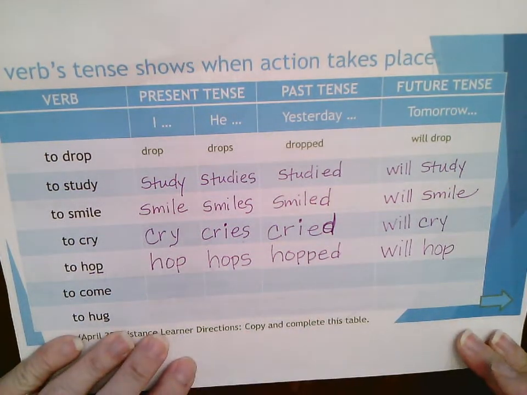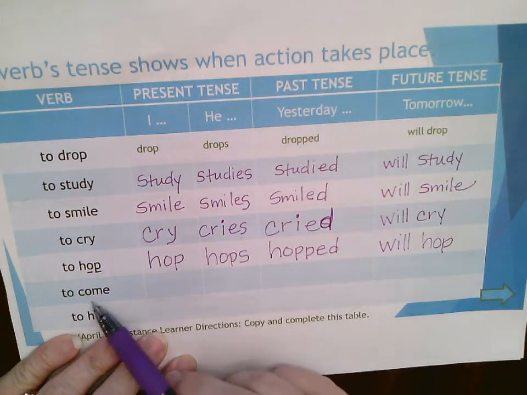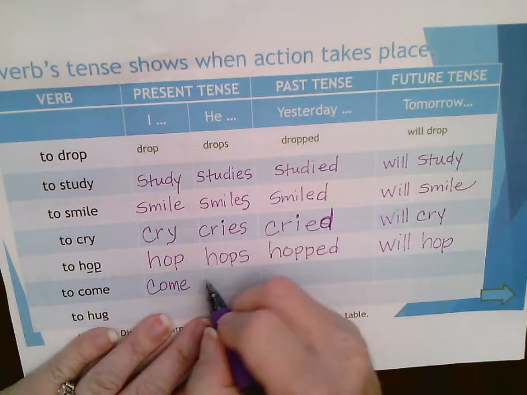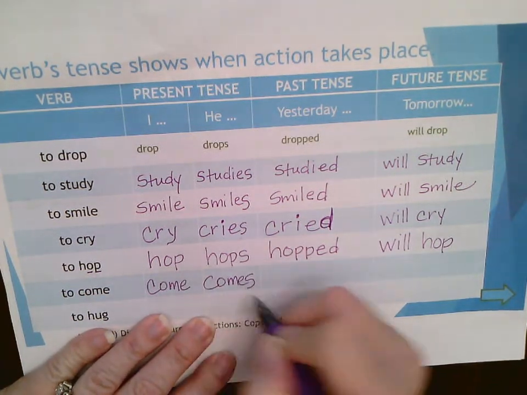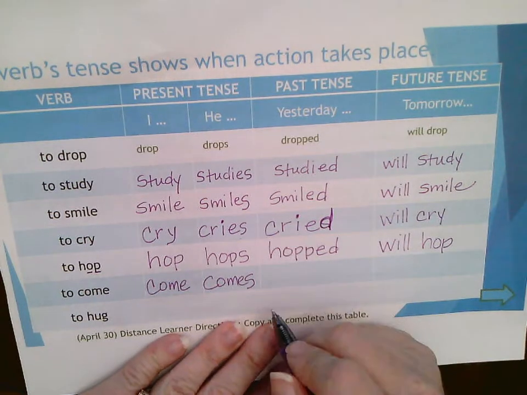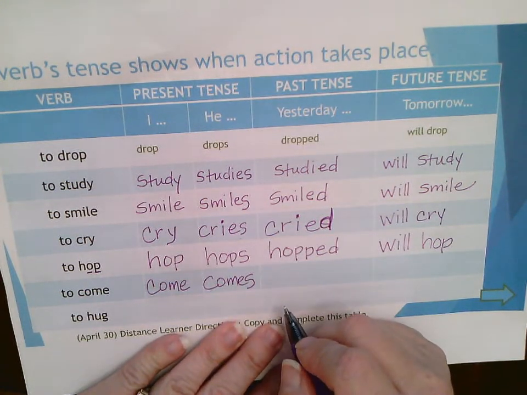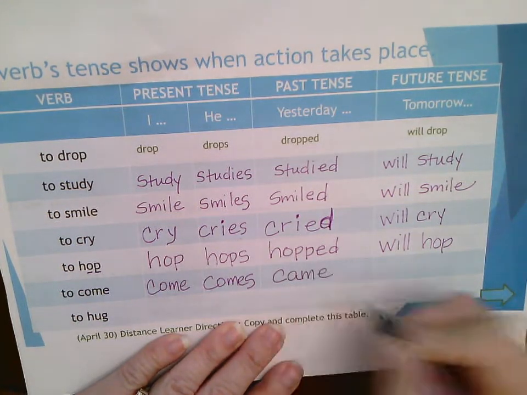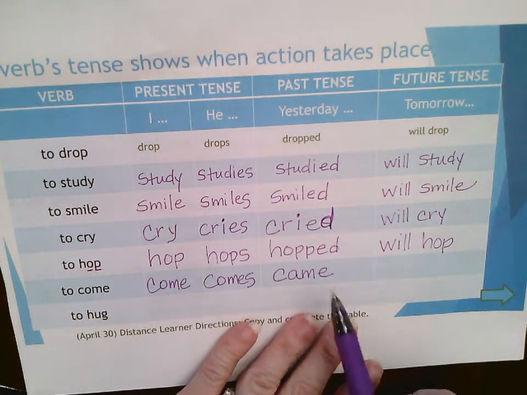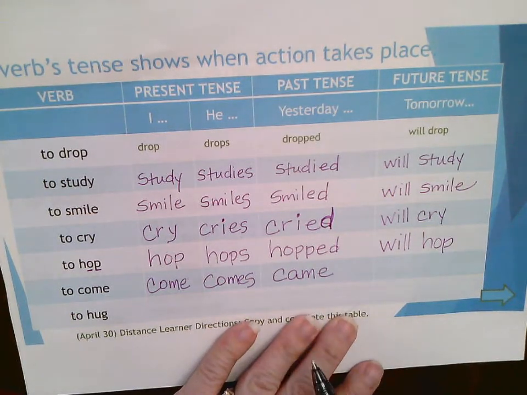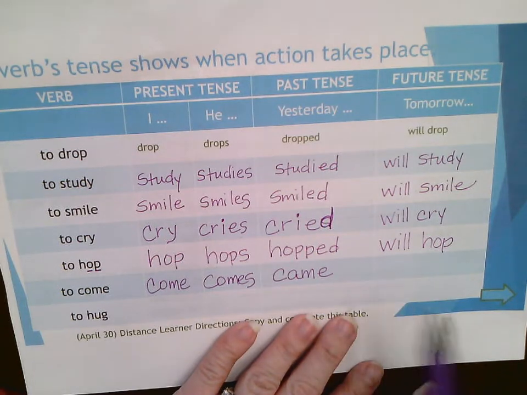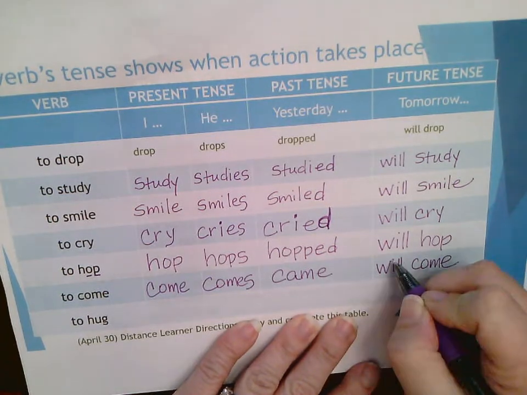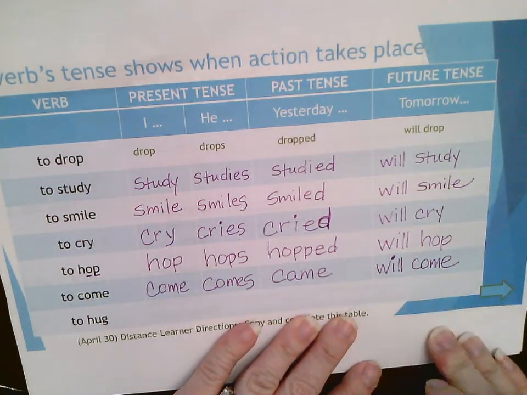All right, almost finished with this one. To come, today I come is the present tense. Today he comes in the present, just add an S. Yesterday, ooh, this is irregular. This is a rule breaker, boys and girls. Yesterday, I came. That's just a rule breaker. We just have to memorize that. It's called an irregular verb. And future tense is will come. Tomorrow we will come. Just add will in front of it.